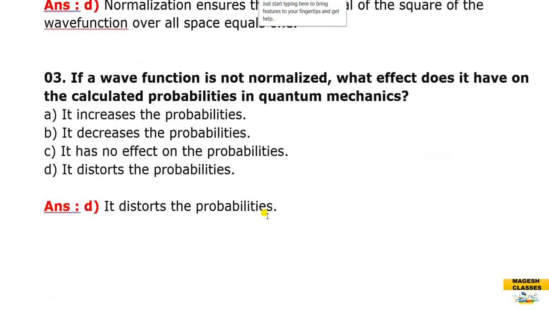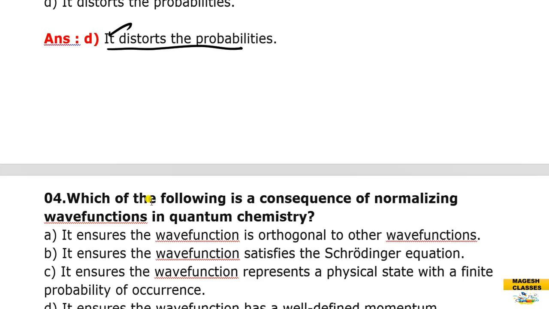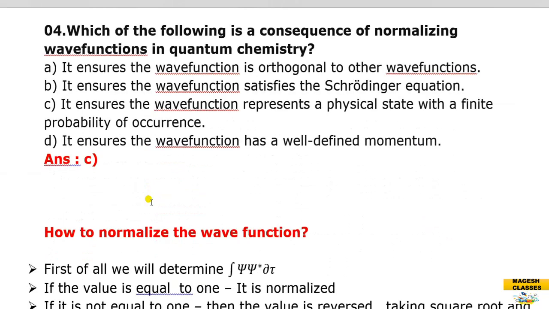See, if the wave function is not normalized, what effect does it have on the calculated probabilities in quantum mechanics? It distorts the probabilities. Our answer is D. Then, which of the following is a consequence of normalizing the wave function in quantum chemistry? It ensures the wave function represents a physical state with a finite probability of occurrence.